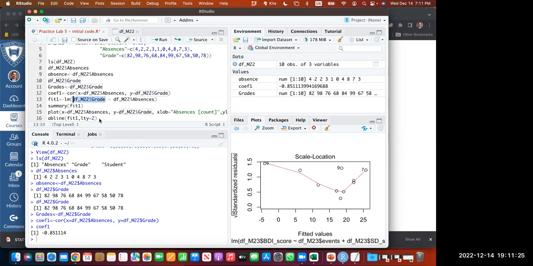You have one dependent variable, which is your grade, which is DFM22$grade, followed by, and I'm flagging this because that's a very important symbol that R will need in a couple of different situations, the mathematical tilde.